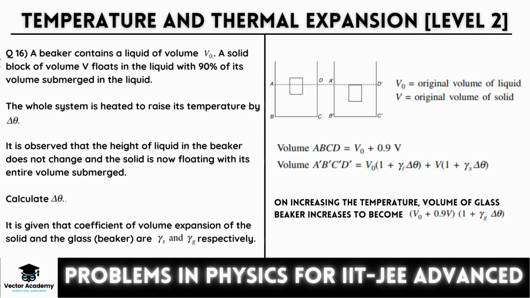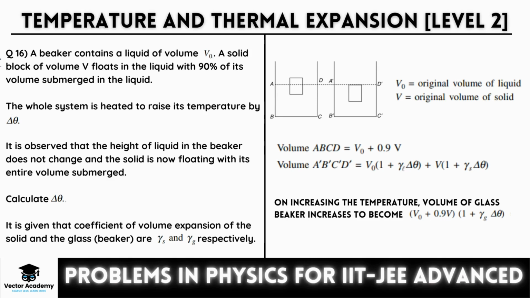V0 equals original volume of liquid. V equals original volume of solid. Volume ABCD before heating equals V0 plus 0.9 V. Volume A'B'C'D' after heating equals V0 into 1 plus gamma L delta theta plus V into 1 plus gamma S delta theta.